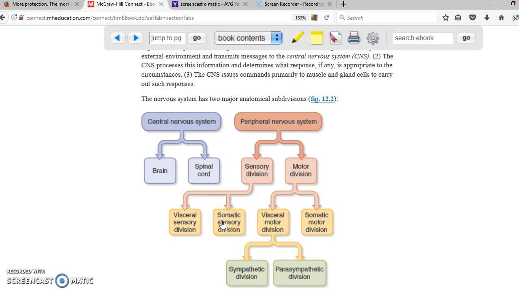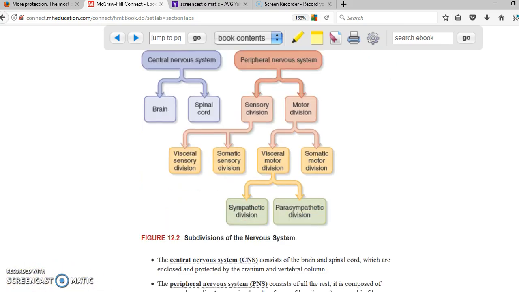So how many sensory do you have? You have sensory somatic and sensory visceral. How many motor do you have? Motor visceral and motor somatic. Later on, you're going to see the motor visceral. It has two additional divisions, which are going to be the sympathetic and the parasympathetic. We're going to see that in a little bit. Okay? So let's keep going.